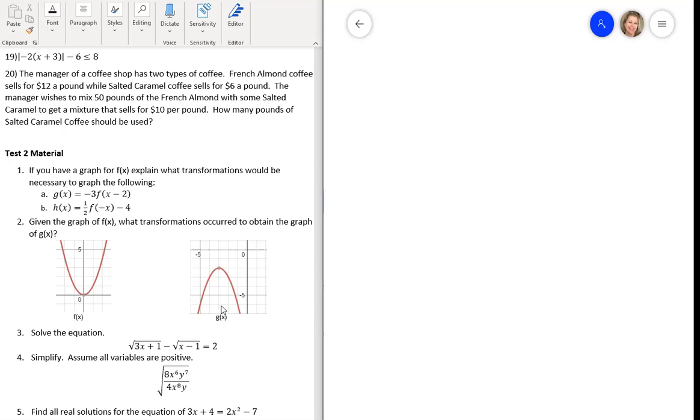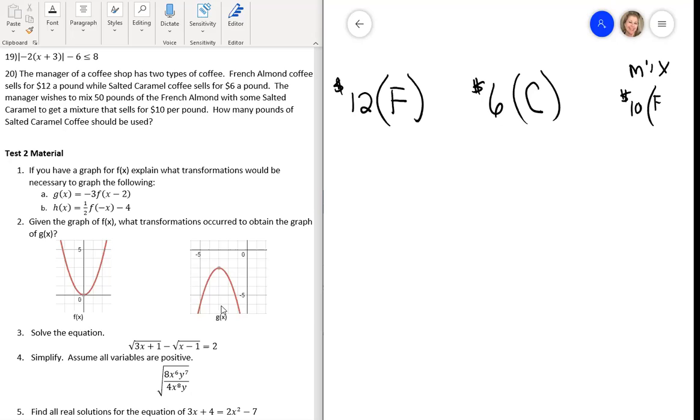Okay, I am just going to use the letter F for French almond. French almond sells for $12 a pound, so it's $12 for every pound of French almond. And the salted caramel, I'll use C for caramel. That one costs $6 a pound. They're going to mix them together, so when they do the mix, the mixture will be $10 a pound. I'm just jotting some stuff down here.